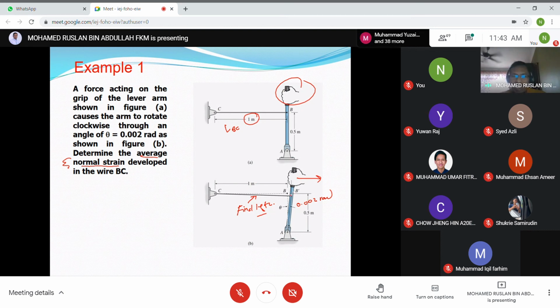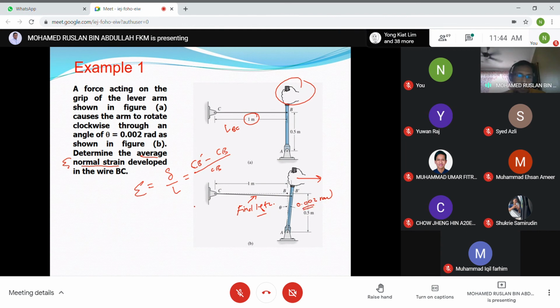How do we determine this length? Because we want to determine the delta: epsilon equal to delta divided by L. So delta equal to CB dash minus CB, divided by the original length CB. CB here equals 1 meter, so what is the length of CB dash? I think you know how to determine it, because the angle here is small, 0.02 radian.